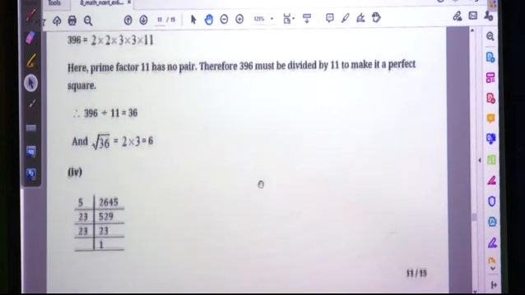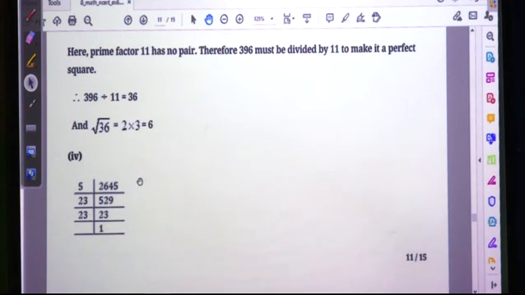Let us see the next sum. 2645. Now 2645, this value is not divisible by 2. Let us check for 3. 5 plus 4, 9. 9 plus 6, 15. 15 and 2, 17. 17 is not a multiple of 3. Then we have to check for 5, because the digit in one's place is 5.